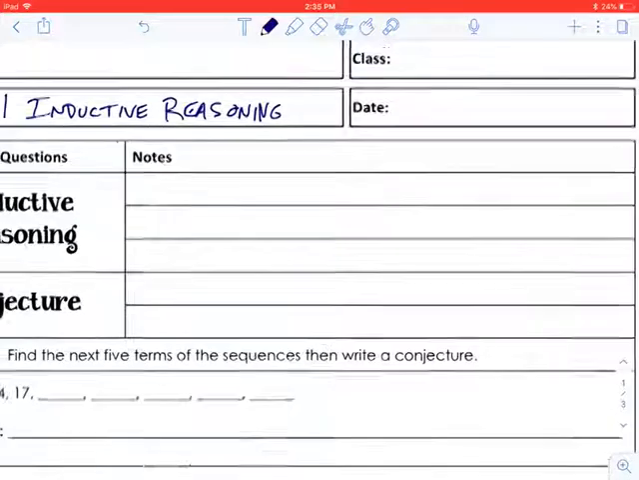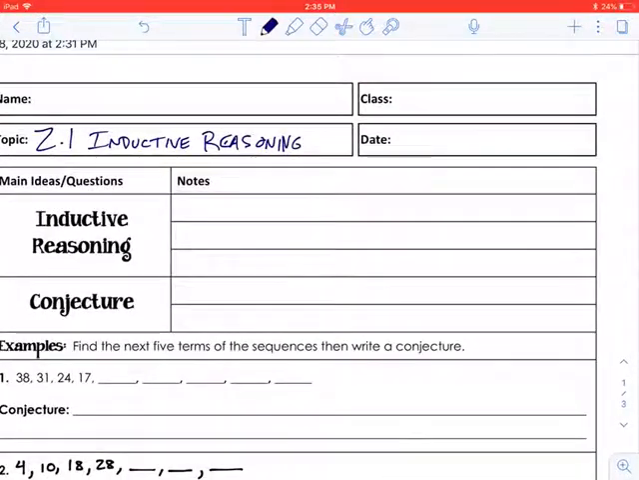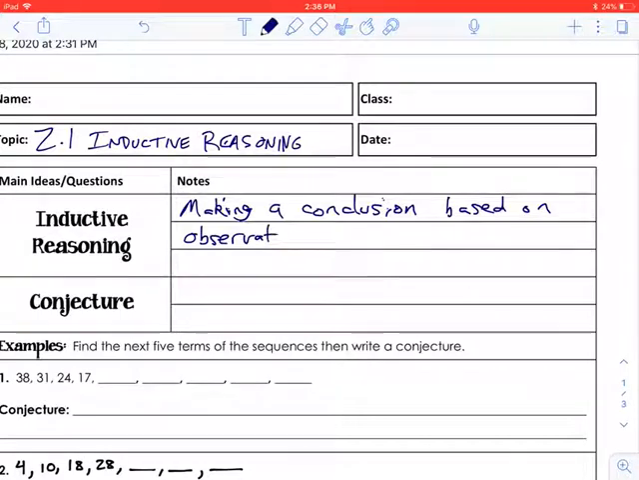So inductive reasoning is making a conclusion based on observations and patterns. Okay, so you see a pattern happening, so you can make a conclusion. What's the pattern going to lead us to?